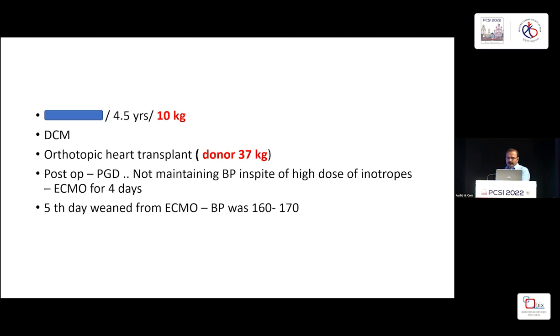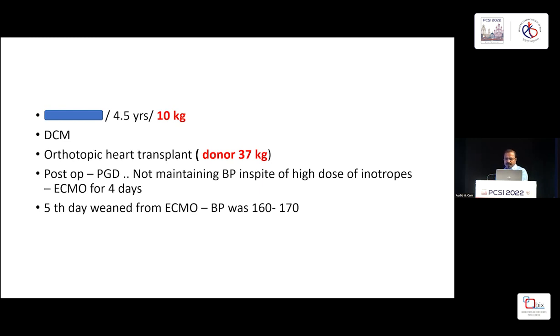This is one of our recipients, a 4.5 year, 10 kg girl. She was a known case of dilated cardiomyopathy. She was listed for heart transplantation. And for pediatric patients, it's very difficult to get donors. So we got a heart for her. Her donor's weight was 37 kilos, so almost 3.7 times oversizing was done. And we know that an oversized donor is one of the risk factors for primary graft dysfunction.